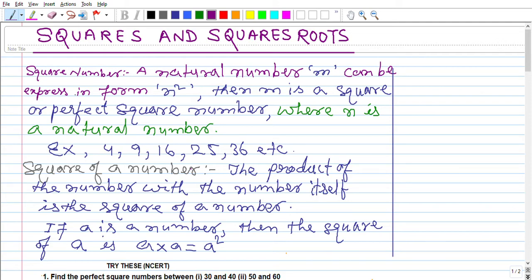square numbers. What are square numbers? A natural number m can be expressed in the form of n square. Then m is a square or perfect square number, where n is a natural number. As you know, a number starting from 1, 2, 3, and so on to infinity is a natural number.